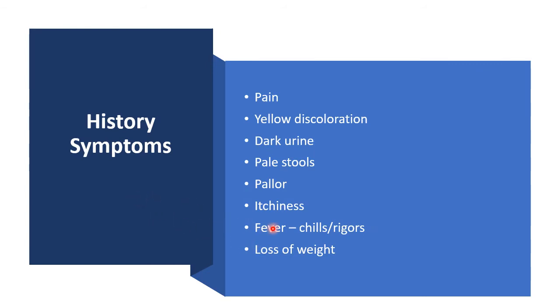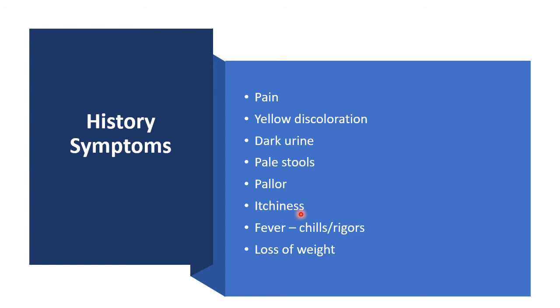What are the history or the presenting symptoms of patients with obstructive jaundice? Pain. If it's due to stone, the most common is pain, usually in the right upper quadrant. There can be jaundice, yellow discoloration of the skin, mucous membrane, and sclera. Dark urine, as I said, due to the presence of excess conjugated bilirubin in the urine. Pale stools due to lack of stercobilinogen in the stools. The patient can have pallor due to hemolytic jaundice.